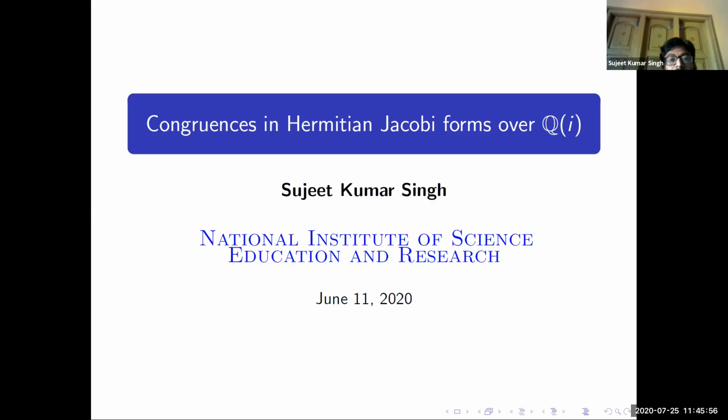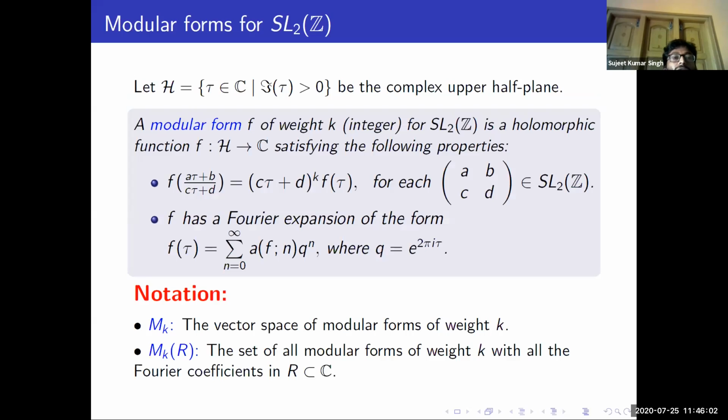These congruences have already been studied in modular forms and Jacobi forms, so I will start from modular forms. By H, we will be denoting the complex upper half plane. A modular form is a function from H to C, which satisfies the following two properties. The first is a modularity condition, and the second is that it has a Fourier expansion of this form.